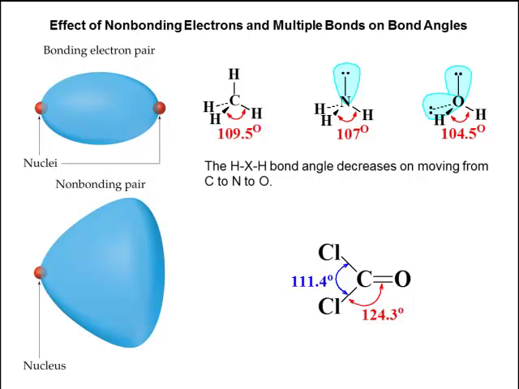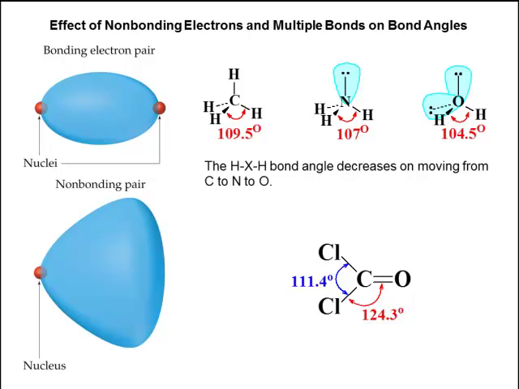But because one of those is a double bond, the double bond pushes those carbon-chlorine bonds further away, so the angle between the carbon-chlorine bond and the carbon-oxygen double bond gets larger than 120 degrees. And the carbon-chlorine bonds get pushed closer together, so it becomes less than 120 degrees. So those are some things that are going to affect those bond angles.